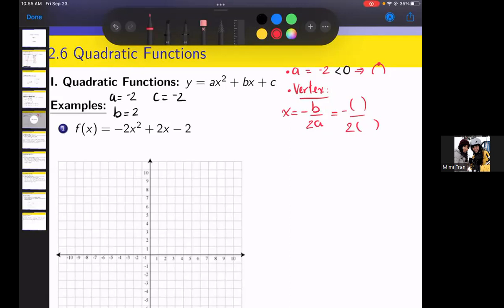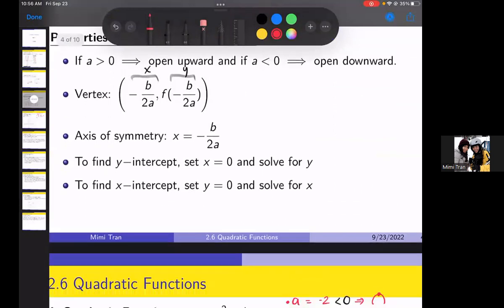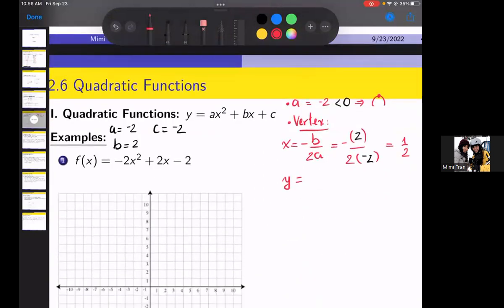Then you plug it in. B is 2. A is -2. So a negative half, a positive half. How do I find y? According to the formula, how do I find y? Yeah, you plug a 1/2 in, right? -b/2a is 1/2, so you plug it in, which is f of 1/2.